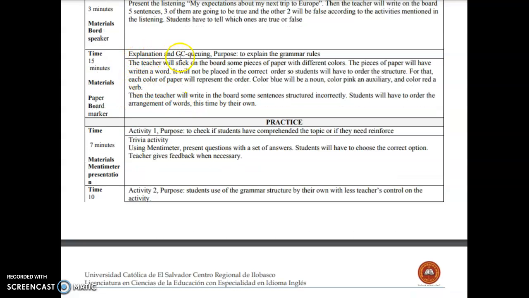Then we have the explanation and the CCQs. The purpose is to explain the grammar rules. In this step, they are going to have a clearer idea about the topic.